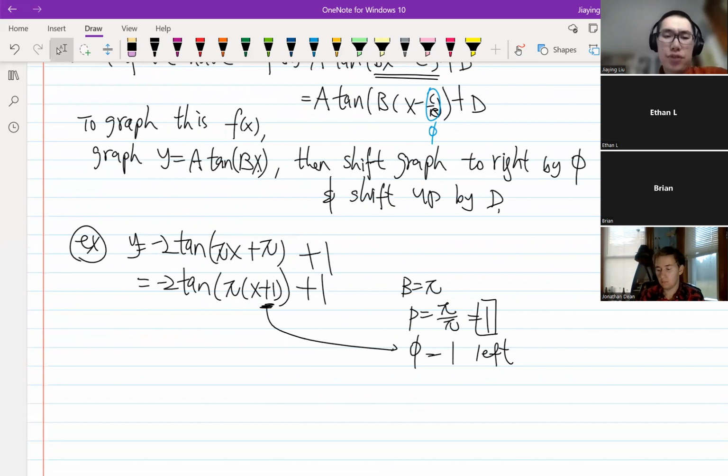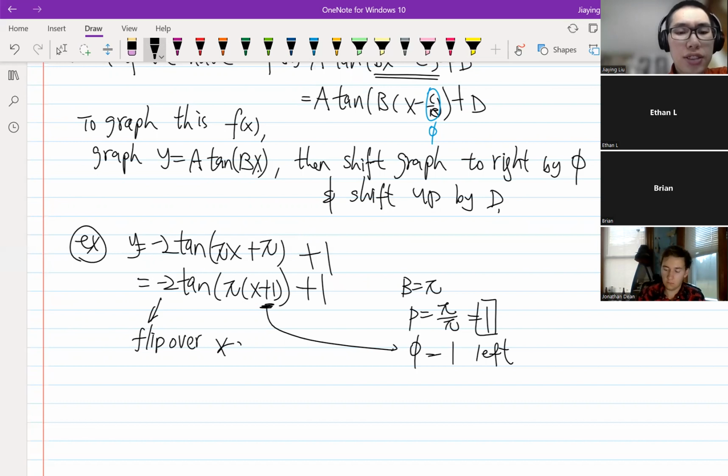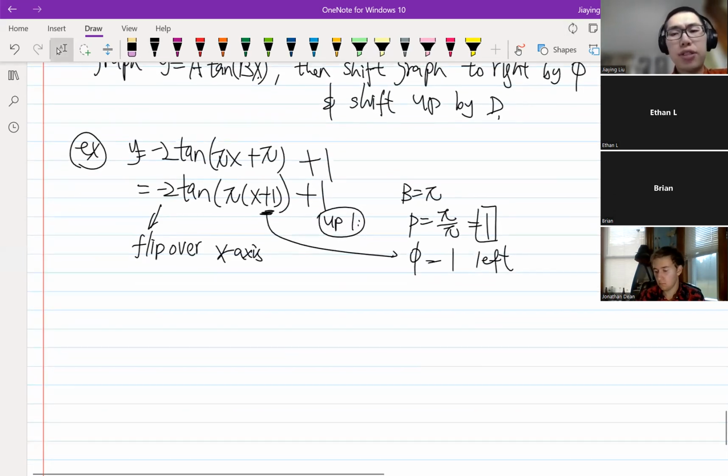And then we're going to have 2 tangent, that's fine. And also we have a negative. That means we flip over the x-axis. And the 1 is going to be up 1. So a lot of pieces going on here. So let's try to graph them.